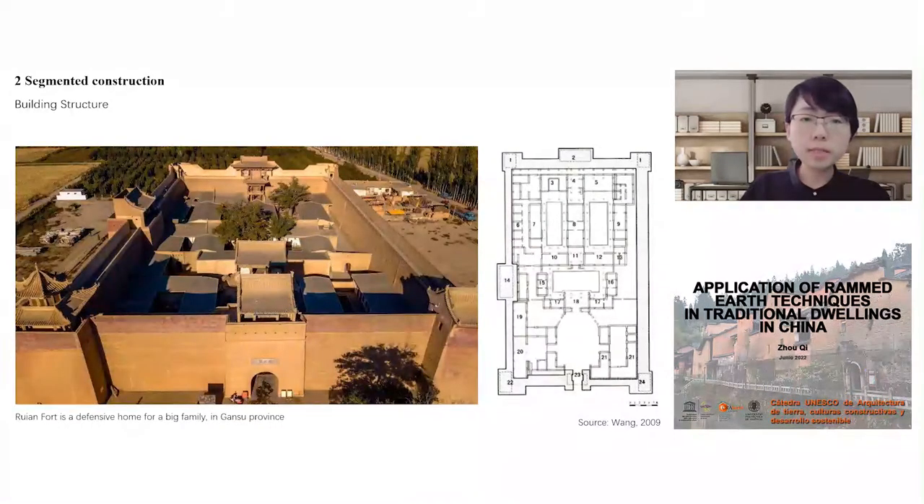But this technique is not just for houses. In fact, it's more adapted to city and courtyard walls. Big families also use this method to build defensive walls in order to guard their property. This building named Rui'an Fort belonged to a big family, but it's more like a small town. Rammed earth was used for the exterior walls, and adobe and bricks for the interior houses.